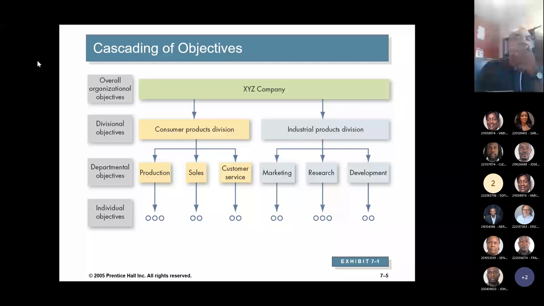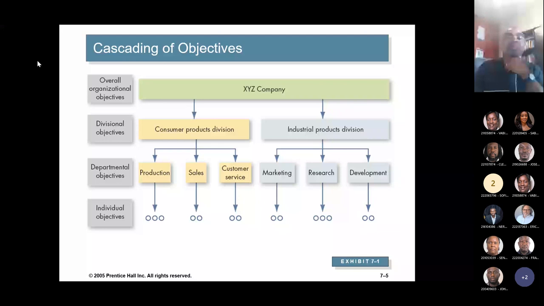So you can see now the decision is made at the top, at the company's top management, then it is cascaded to divisional objectives. For instance, you can see the two divisions there, consumer product division and industrial product division. That is further cascaded. So the information, the objectives have to be related. So the consumer product division has to make sure that its objective is tied to the organizational objective. And of course, the same for the industrial product division.